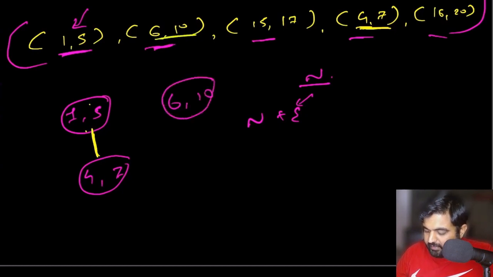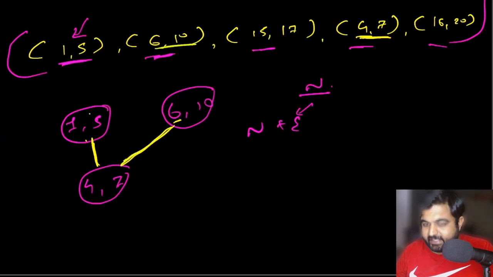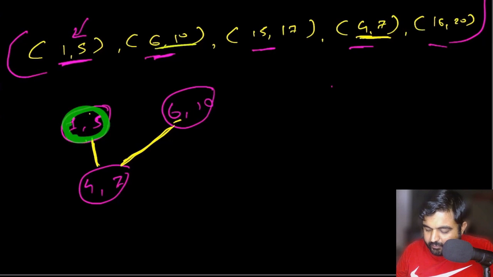And then we will try to find, okay, does there exist any value that starts between 6 and 10? Yes. The starting value of this value, number 6, is actually between 4 and 7. So we will extend an edge between these two values as well. Now notice in this case, there is no edge between this value and 1 to 5, because this one is limited to values 1 to 5 and the starting value of this one is 6. So hence there is no edge between these two.